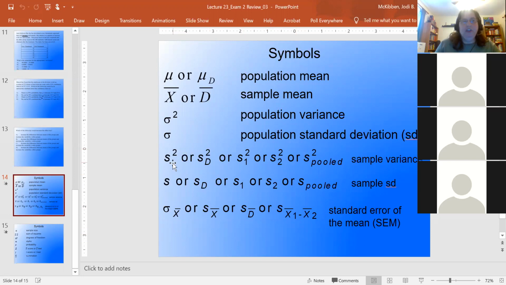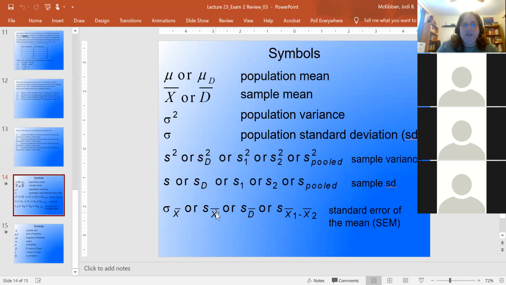Now, once we're done with that, we can understand that any form of S squared is our sample variance. And any form of S is our sample standard deviation. Again, this is the average spread for our sample.